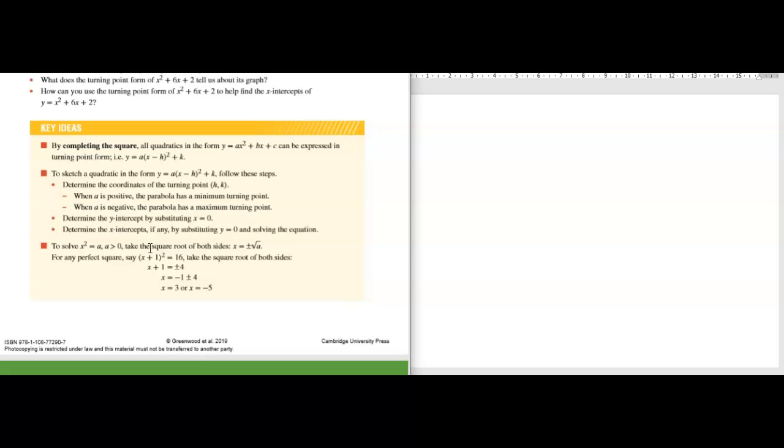So just think, you could be copying these down off the board, but they're in your textbook already. So you're encouraged to write these down.